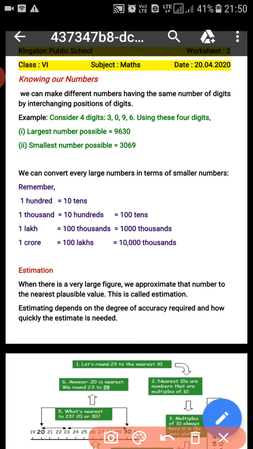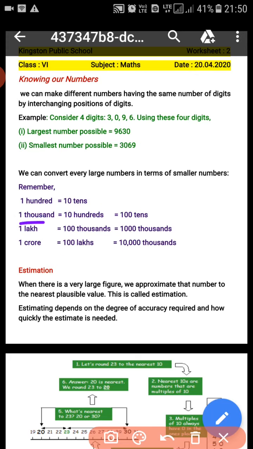Then next, we can convert every large number in terms of a smaller number. Means we can convert any large number in terms of smaller numbers. For example, 100. We can write 100 in a smaller number as 10 tens. Means 10 tens is equal to 100.